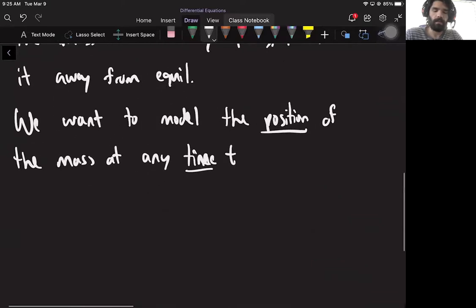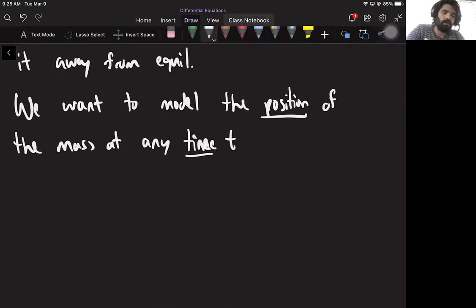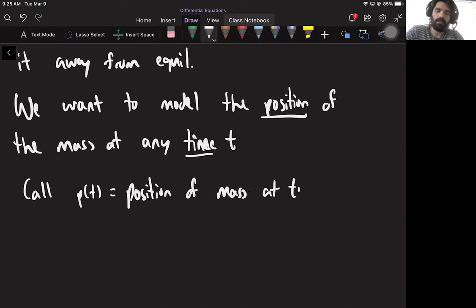Okay, so we're modeling the position. So that's what we're going to call our function that has derivatives and creates the differential equation. So this is going to be the position of the mass at time t. We're also going to need the derivative of position, which is velocity. So how quickly your position changes, that's how fast you're going. But we care about direction, so it's called velocity.